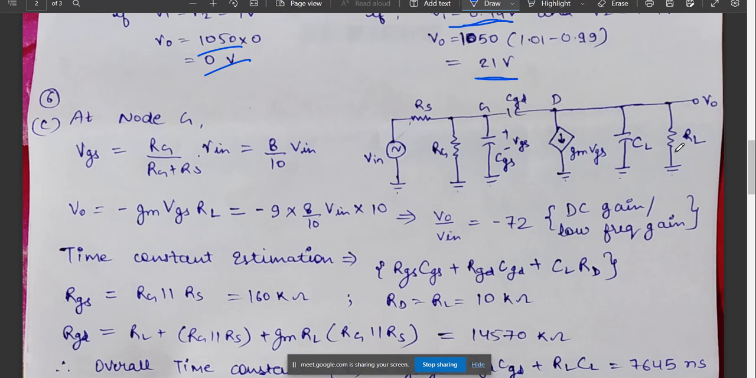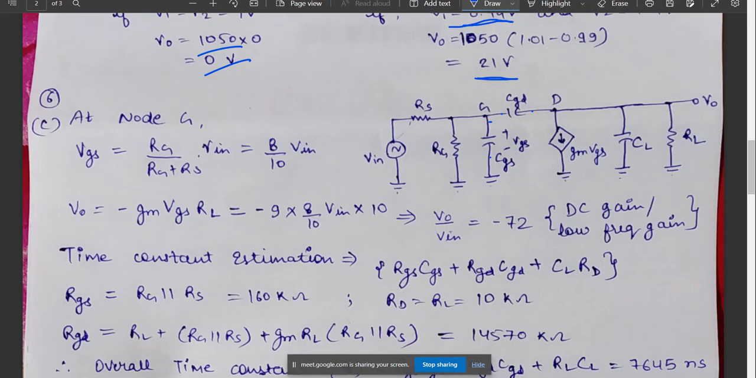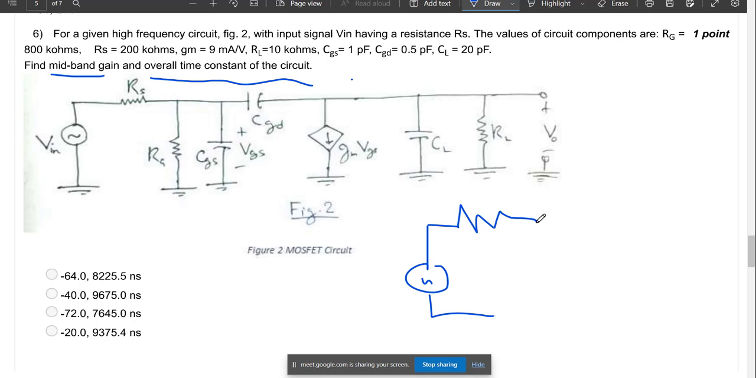So what we will do is open all the capacitors. Here it's open, here it's open, and here it is open. So what it becomes here is something like this: V in, RS, RG, and here it's VGS.